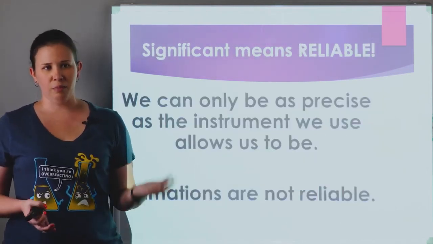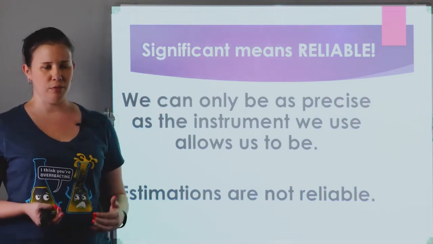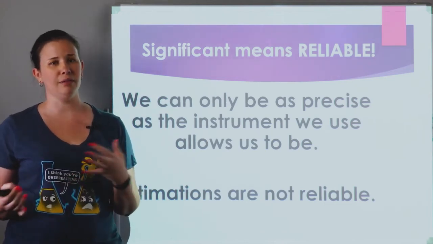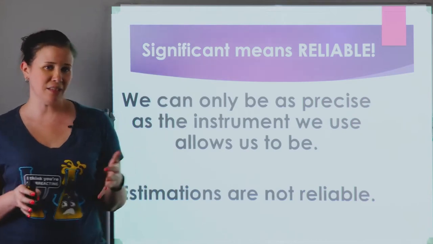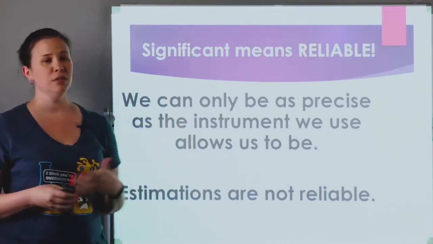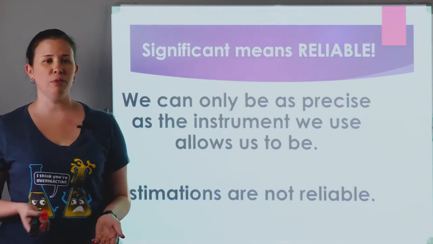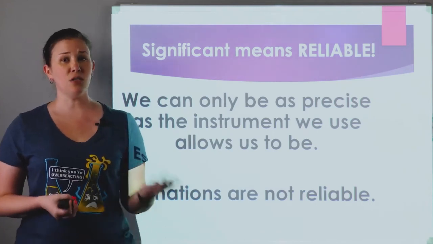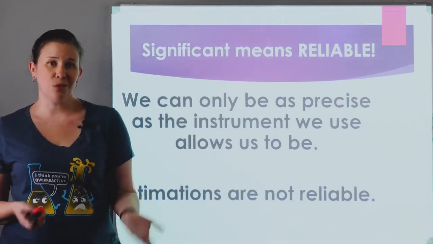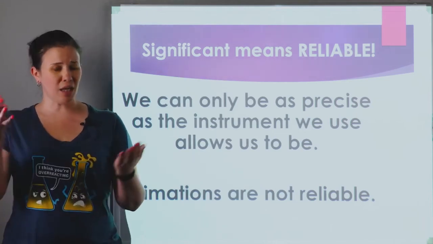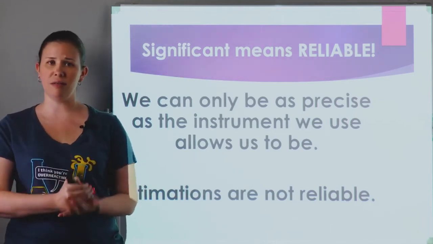So significant basically means it's reliable. And when it comes to labs and collecting our own data, we are kind of limited by the instrument or the tool that we're using. So for example, if you're using a scale and it has 2 decimal places, we would want to record all of our data to 2 decimal places. Why would we cut off numbers that the scale is giving us?